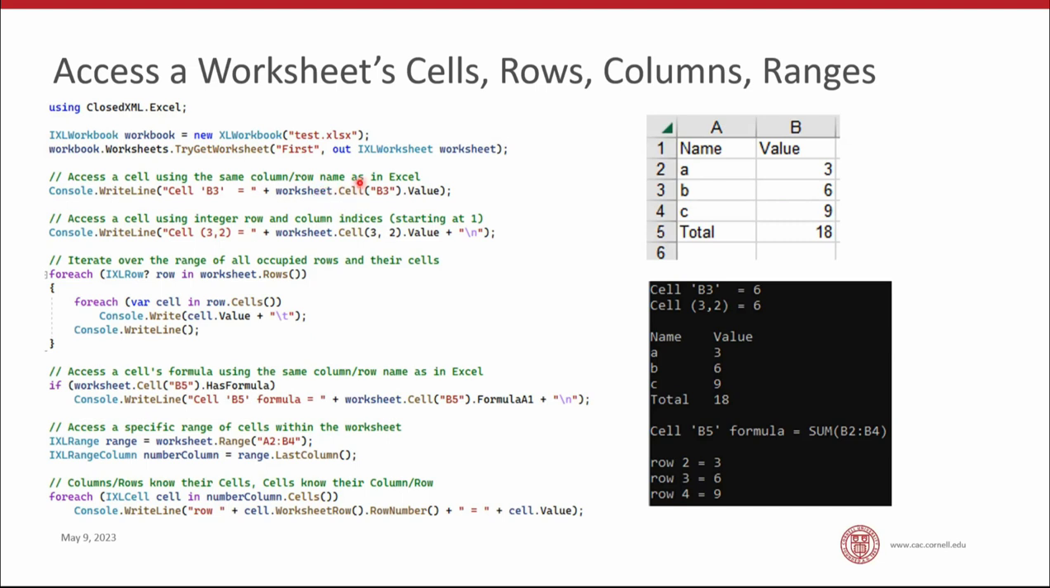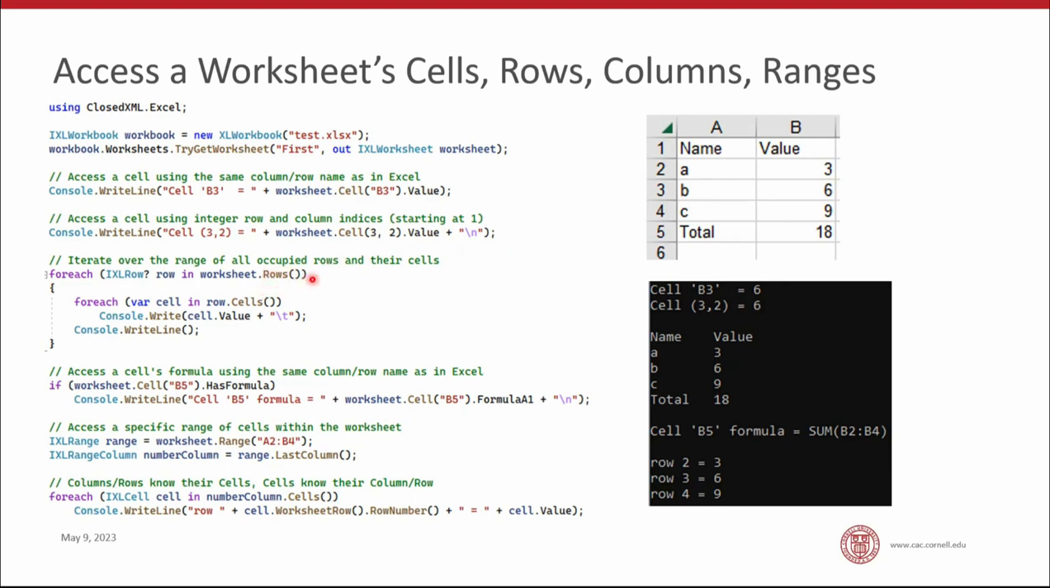From the worksheet, the cell function will find a cell, and it will either take one parameter, which is the string name of the cell, which is the same kind of name that you used in expressions in Excel. So B3 is referring to this cell here, column B, row 3. Or you could specify the row and the column values in that cell function. And you'll see here that both of those lines of code return the same result. It found the cell with the 6 in it.